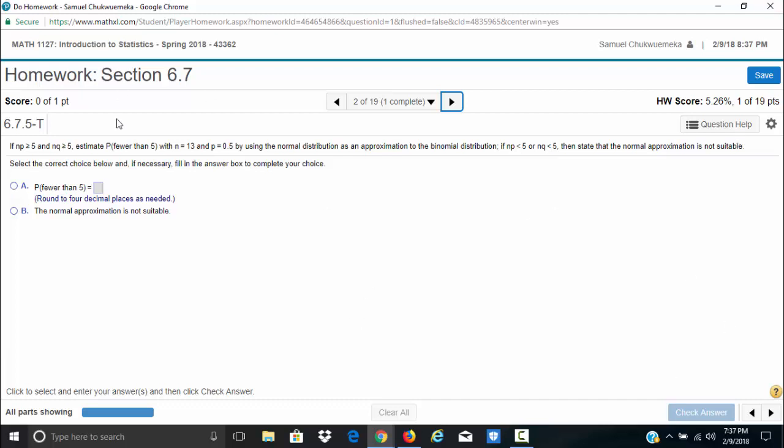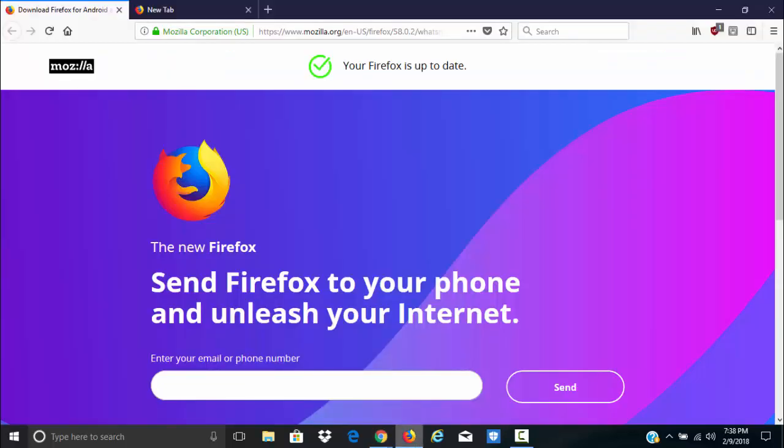So if they ask questions like this, they want us to verify first that the requirements are met. The requirements for using a normal distribution to approximate a binomial distribution, they want us to verify that the requirements are met before we now solve it. So I'm going to go ahead and open up my calculator.